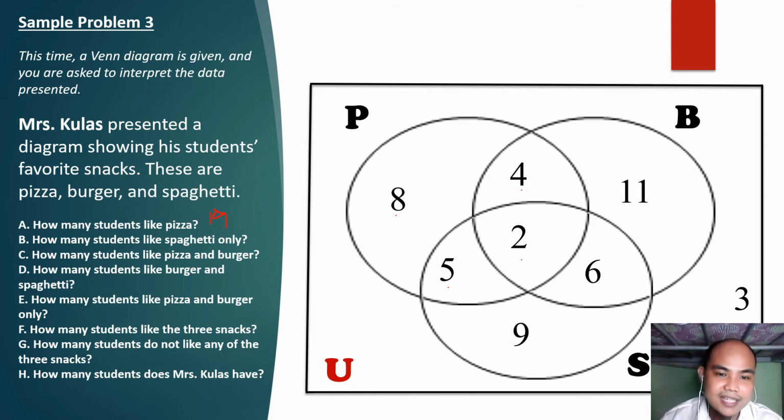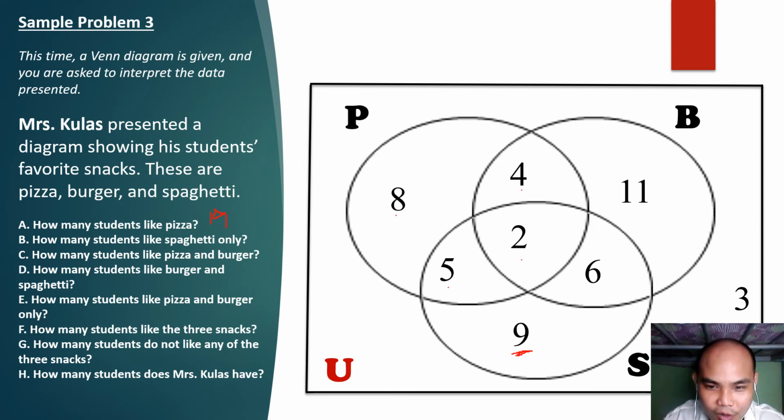How many students like spaghetti only? Take note of that. Spaghetti only. He doesn't like pizza, he doesn't like burger. It's only spaghetti. And where can we see that spaghetti only? Now, this is spaghetti, the entire circle. But the question is, how many students like spaghetti only? So therefore, that data alone should be here.